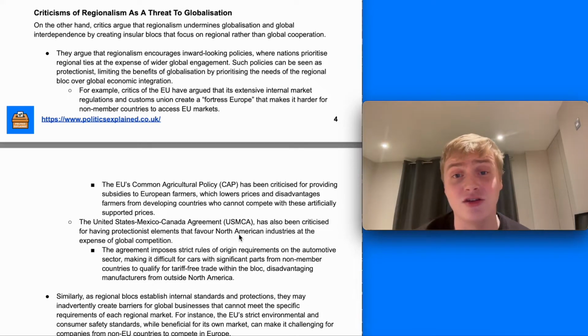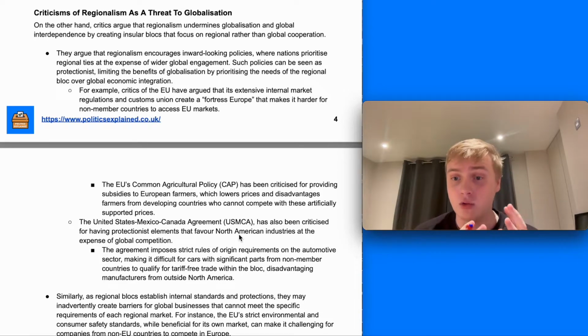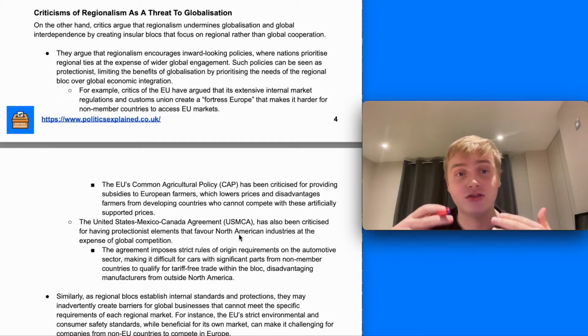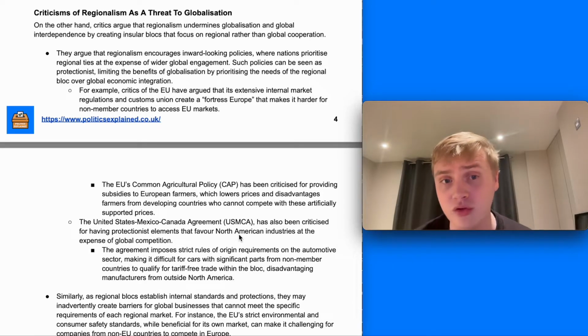And then policies can actually be seen as protectionist. So regional organisations might eliminate tariffs within the bloc between all of the countries, but can put higher tariffs on external countries, which can increase tariffs overall and therefore harm global trade. For example, the EU has been criticised for being what's known as Fortress Europe, by creating a really extensive internal market that makes it harder for other countries to access EU markets.